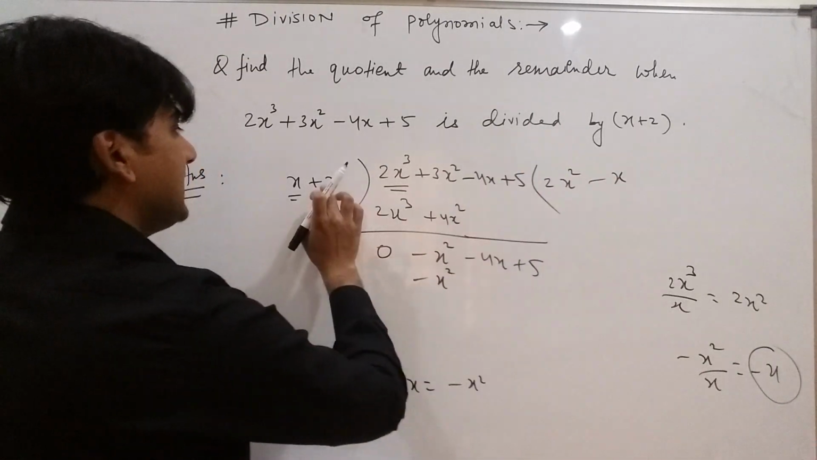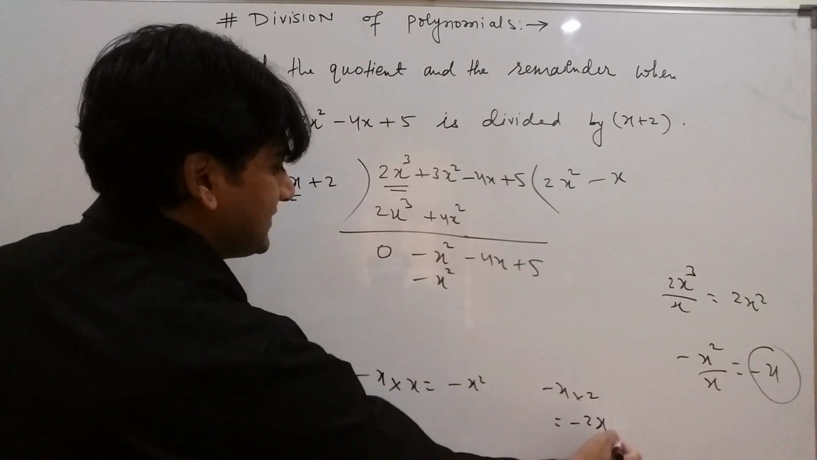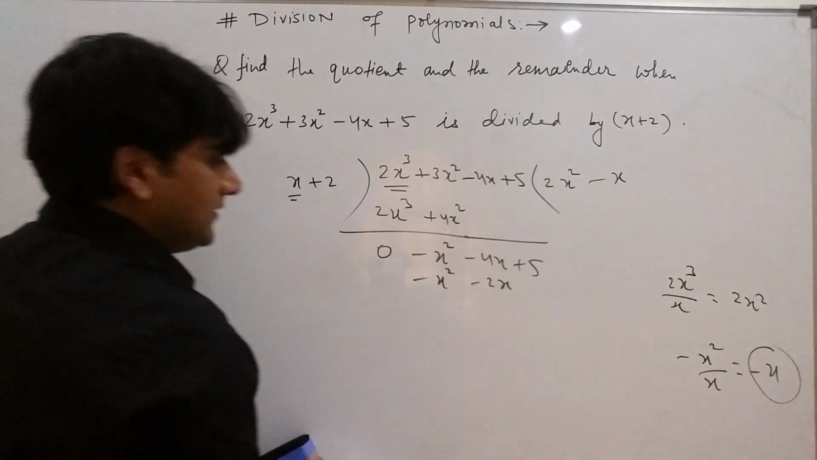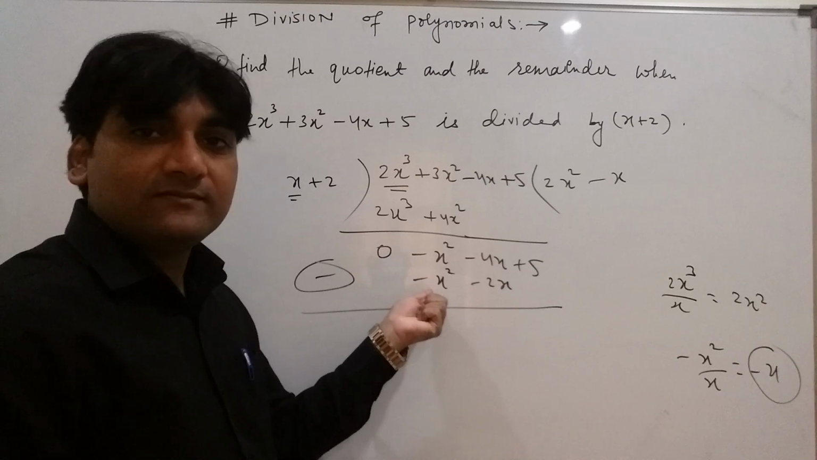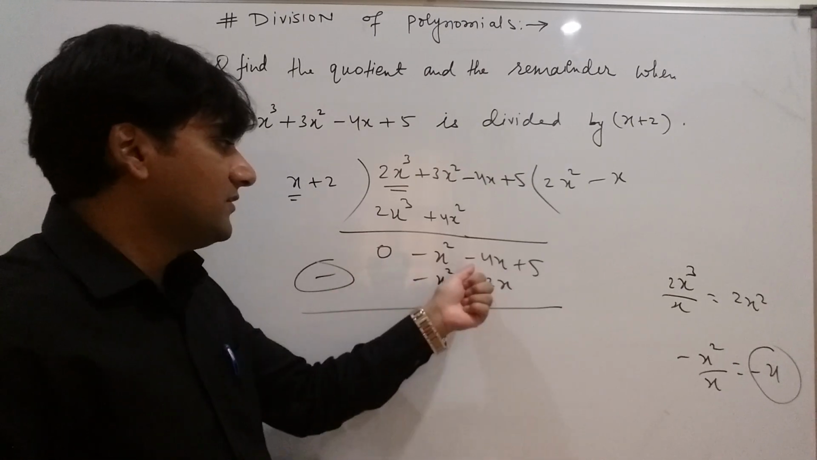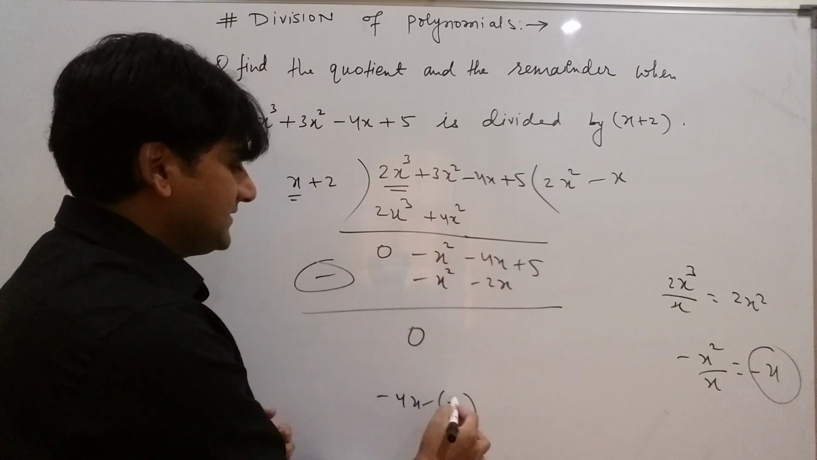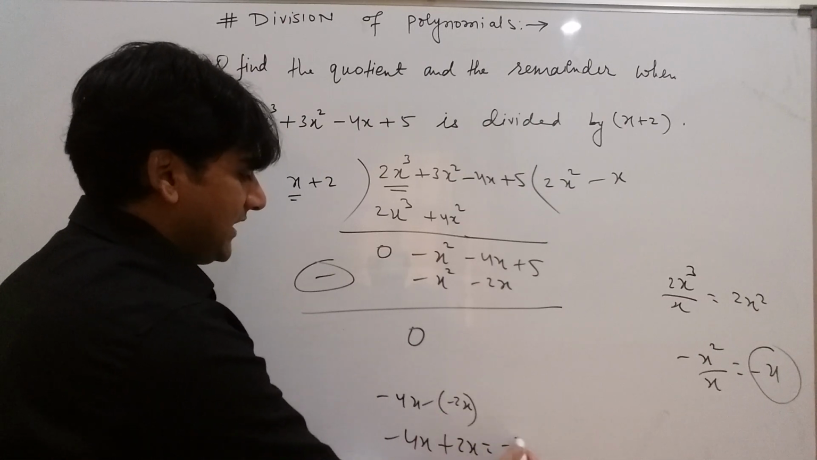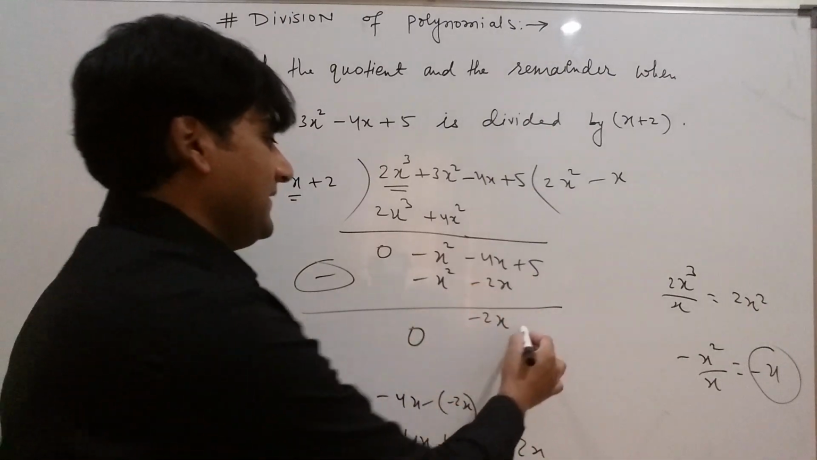Now minus x times 2, which is minus 2x. So I got minus 2x over here. Now again I have to take the difference. So minus x squared and minus x squared subtracted, 0. Minus 4x minus of minus 2x, so minus 4x plus 2x. So I got minus 2x. So this is minus 2x, right? And this is plus 5.